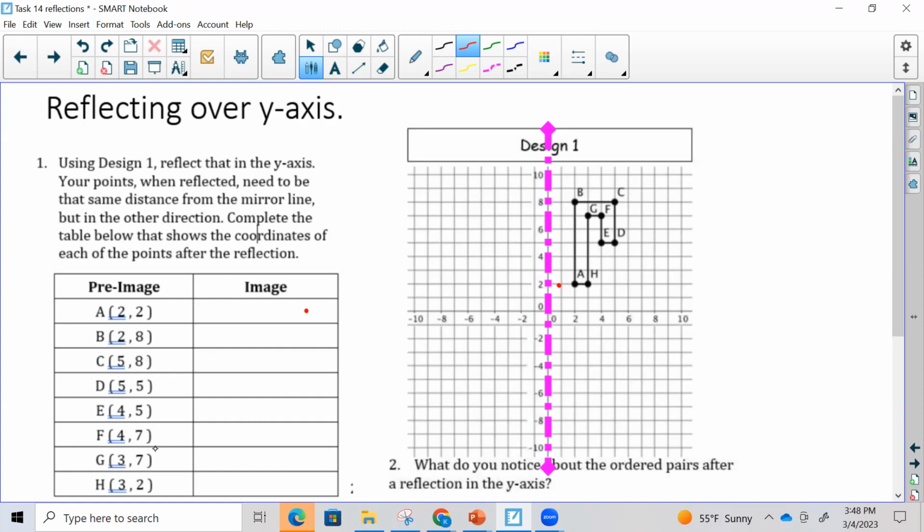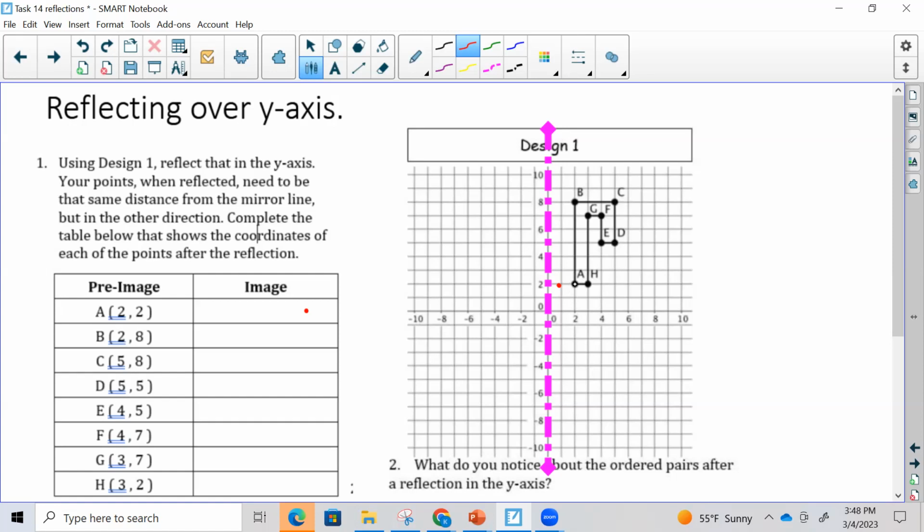Okay. So these are all the points of the preimage. The preimage is my original figure. I am going to flip this figure over this line to get a new figure over here, and that new figure is going to be called my image. So when I'm reflecting, what I do is I pick a point on my figure.